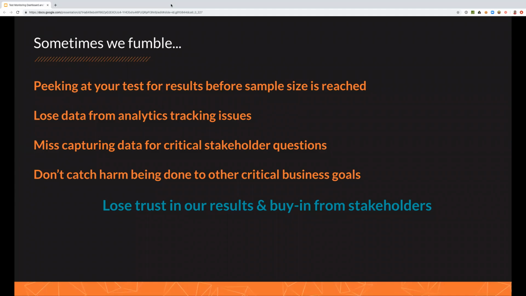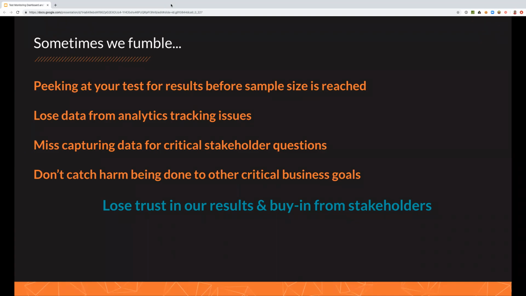Another one is with analytics tracking. If you run into issues and you end up not having healthy tracking while your test is live, you lose a lot of data that you might need to even just call your winner. Another place is if you're missing data for other critical stakeholder questions around your test. And unfortunately, if you don't see that until you're doing your analysis, you can't go back and get that data.